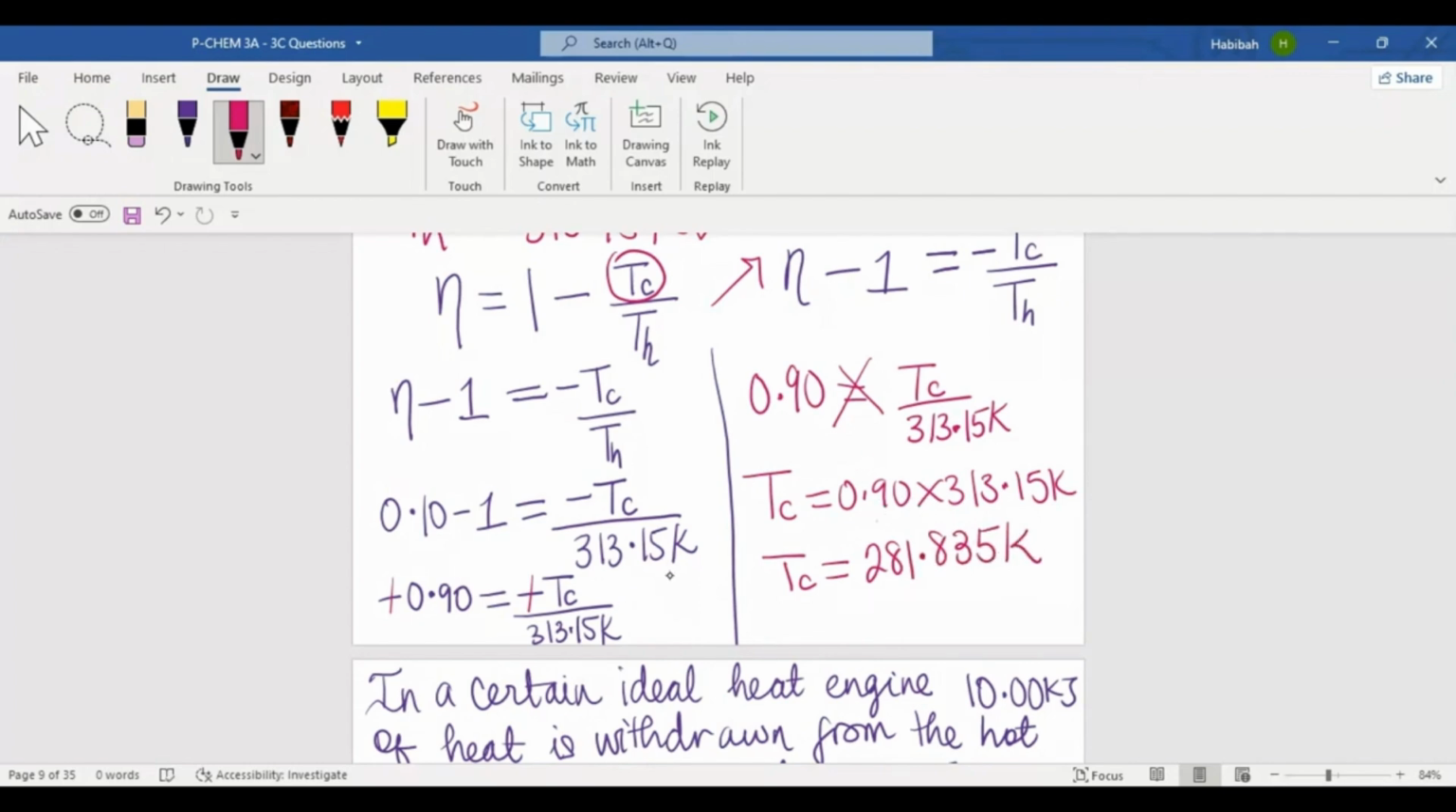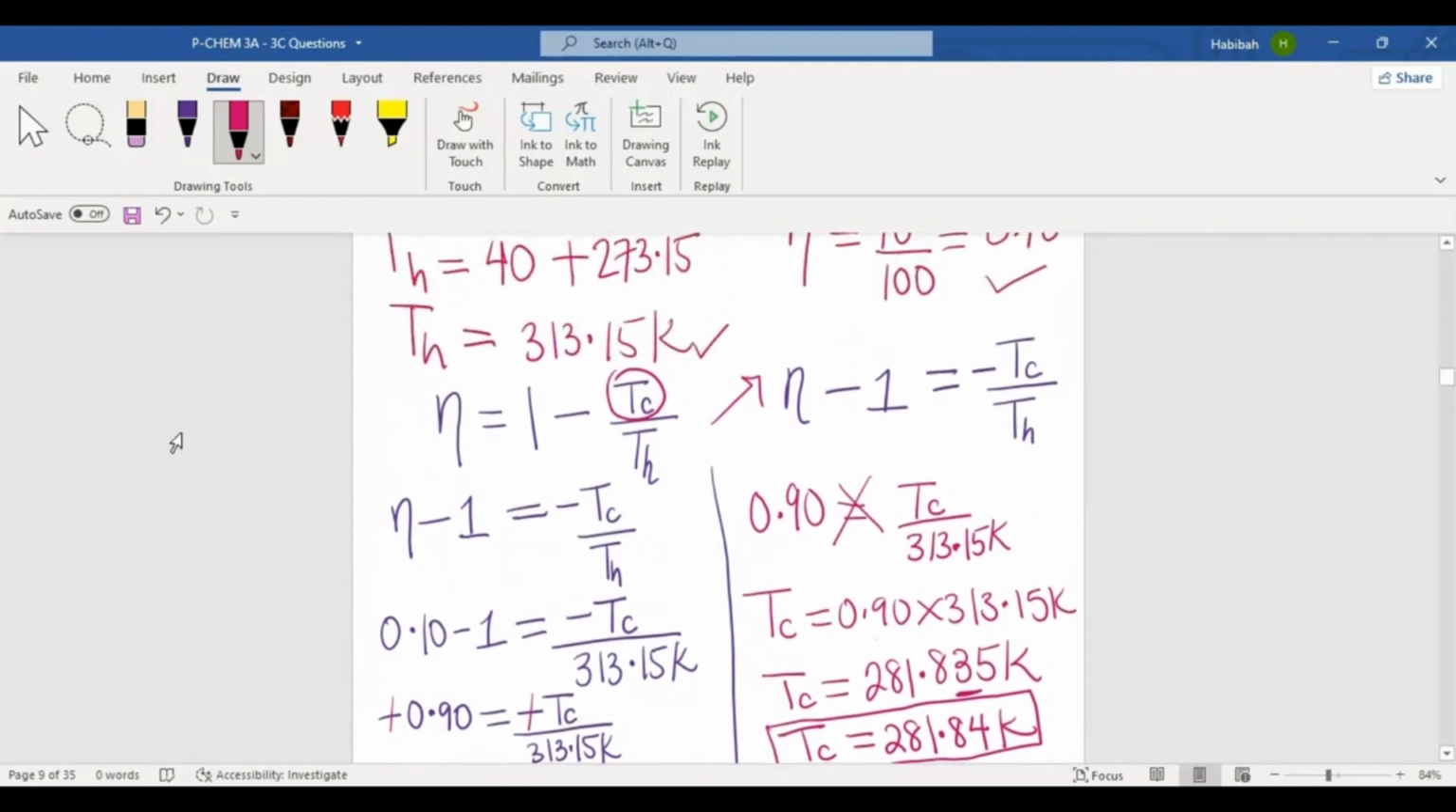But the thing is, since we know our temperature is in 5 sig figs, let's rewrite this in 5 sig figs. So the temperature of the cold sink is actually going to be 281.84 kelvins. And that is basically how you answer the question. The temperature of the cold sink would have to be 281.84 kelvins in order for you to have an efficiency of 10%. So yeah, that's basically the answer to the question.